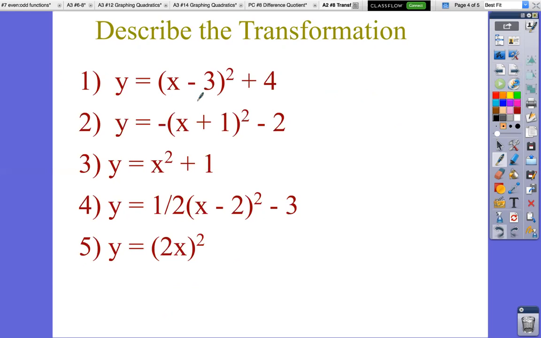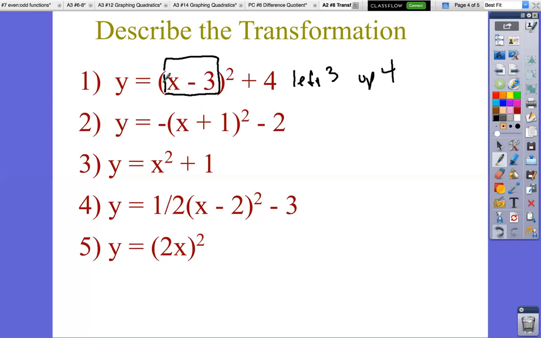All right, so number one, describe the transformation. You can just say up, down, left, right, reflected, whatever it is. Who's going to do number one for me? Is it left 3, up 4? Somebody either verify or correct it. Right 3. It's right 3. So why did you change it? I heard a couple people change it to right 3. Why did you change it to right 3? Because a negative is to the right. Yeah, you always have to do the opposite.